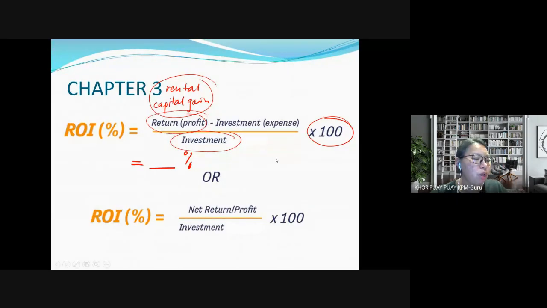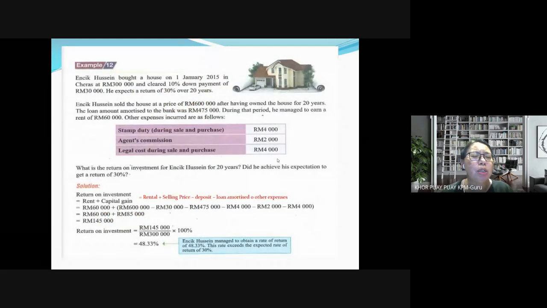Okay. So our conclusion here is for ROI, the profit that you get minus the expenses already, divide by your investment times 100. Answer must always be in percent. Okay, there. Don't write RM. Okay, next one. This is an example from your textbook. You can just refer to your textbook. Example 12. How do we calculate ROI? Make sure it's in percent.